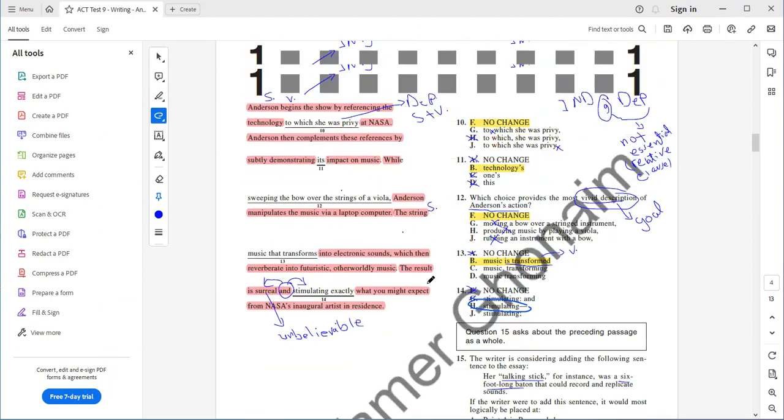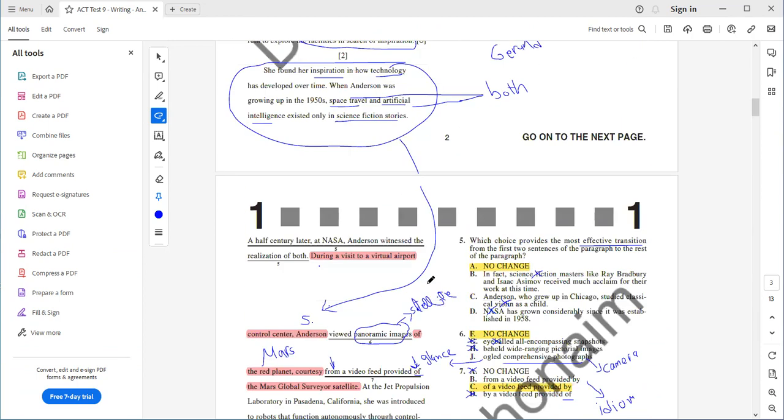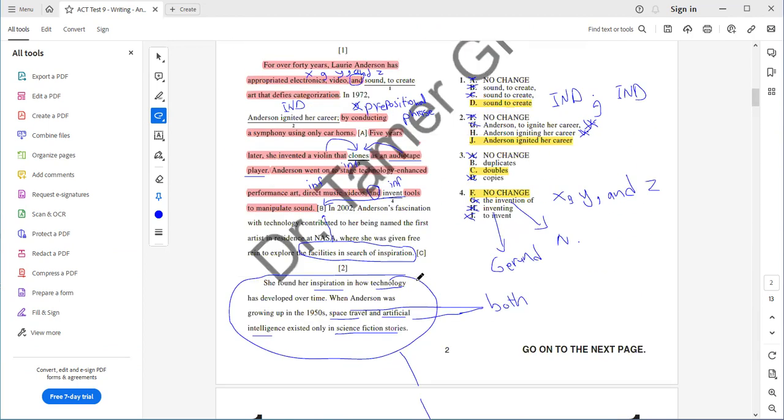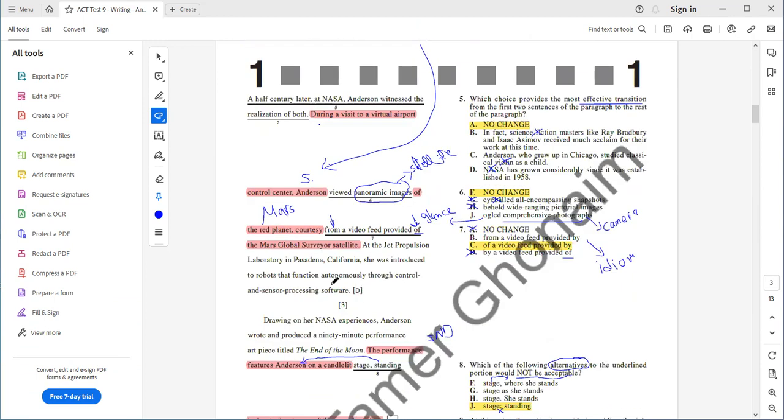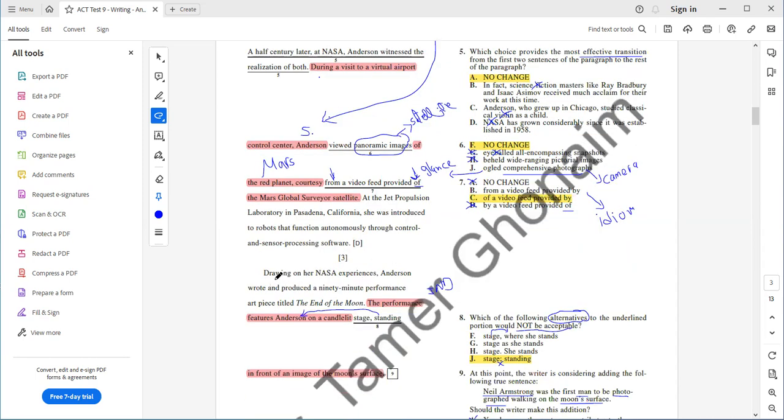Okay, let's look at the last part, point D in paragraph two. Okay, read the sentence before and the sentence after. At the Jet Propulsion Laboratory in Pasadena, California, she was introduced to robots that function autonomously through control and sensor processing software. It doesn't mention anything of tools. He just talked about the robots. Okay, let's continue. Drawing on her NASA experiences, Anderson wrote and produced a 90-minute performance art piece titled The End of the Moon. Again, he doesn't talk about it.